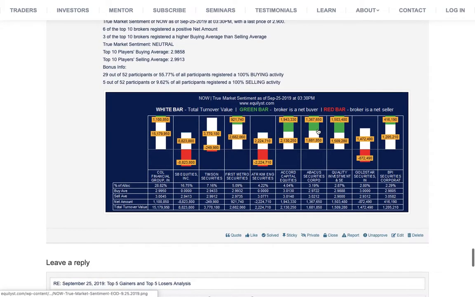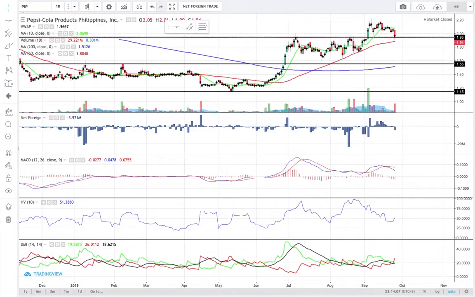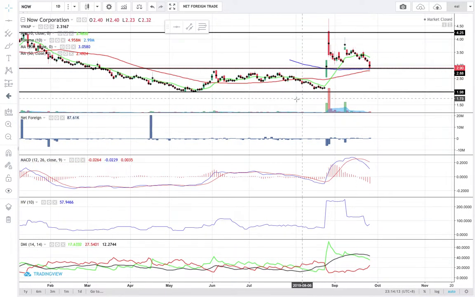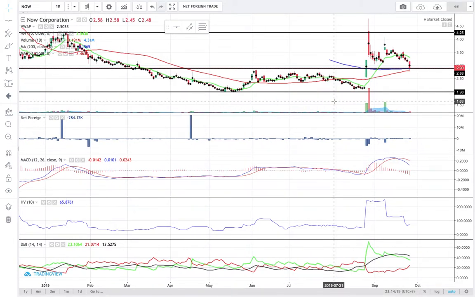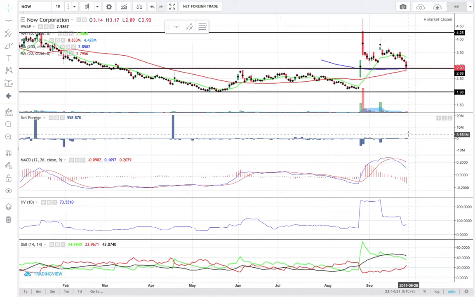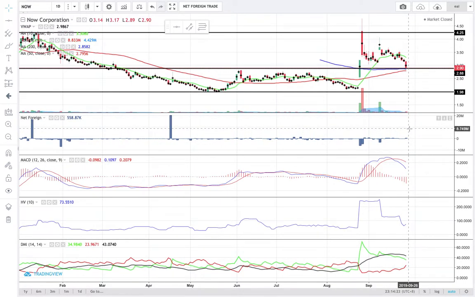After PIP, the last stock in today's video is Now Corporation. It closed today at 2.9. Support is at 2.88. Resistance is at 4.25. But once it breaks below 2.88, your next support will be 2 pesos per share. It's no longer a valid 10 SMACD combo.